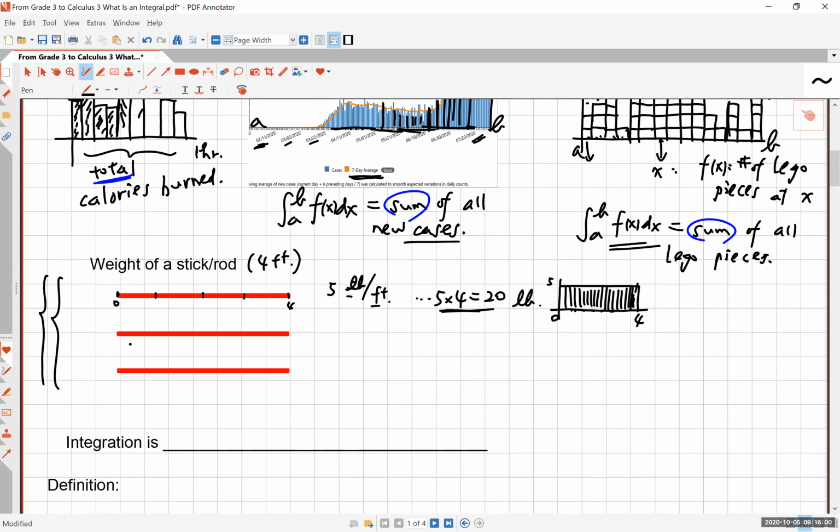What happens then if the first half is made of 5 pounds per foot, and the last part, the second half, is 10 pounds per foot? Okay, so this second half is heavier than the first half.